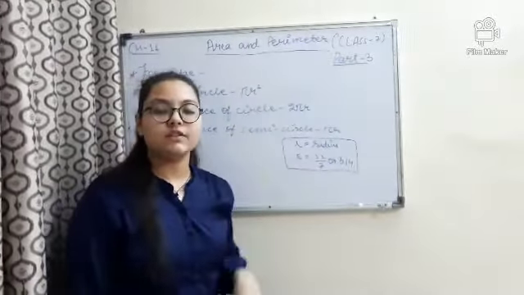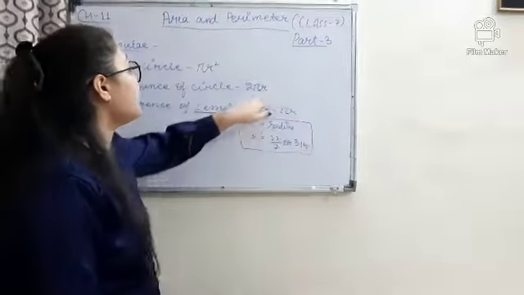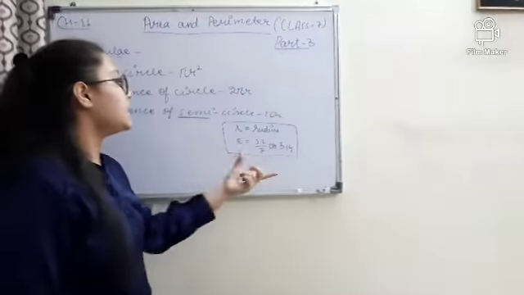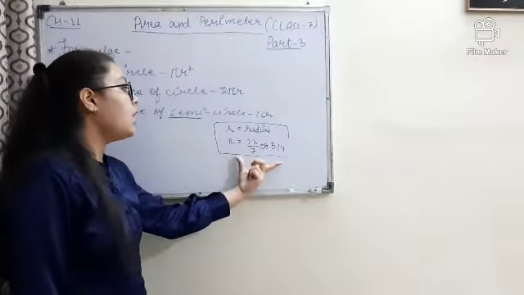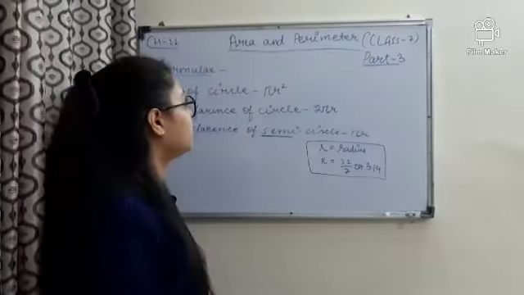Now here are some formulas. Area of circle is pi r square. Circumference of circle is 2 pi r. Circumference of semicircle is pi r, where r is the radius and the value of pi is 22/7 or 3.14. Clear? So let's proceed to the questions.